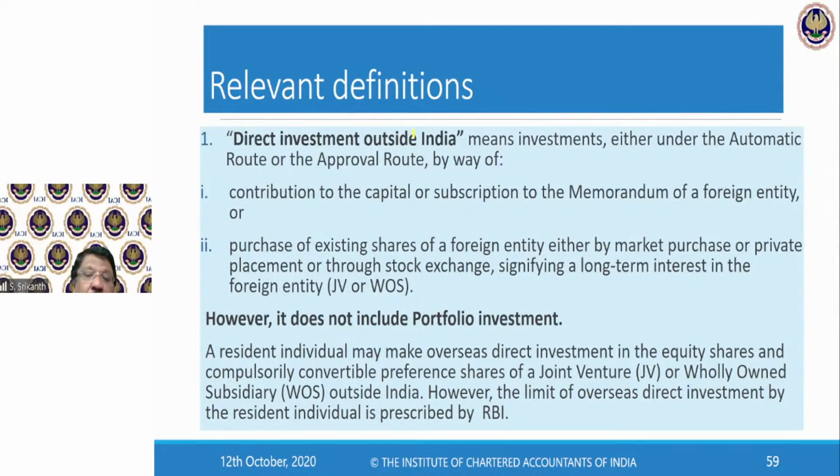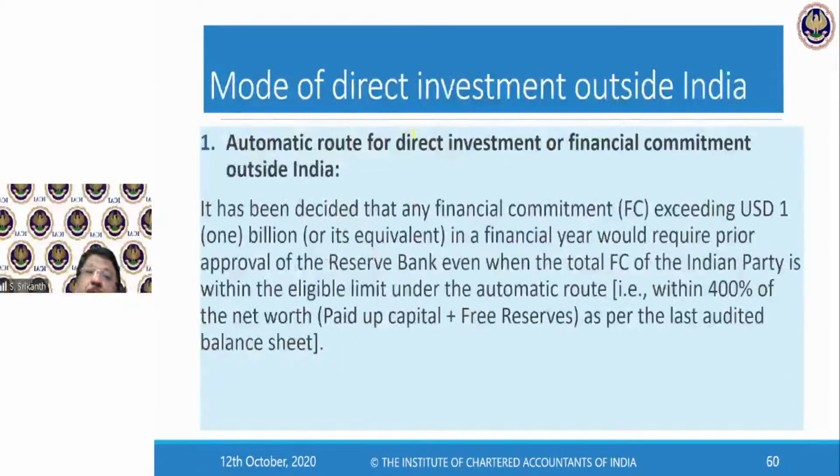The limit on ODI is prescribed by the RBI in terms of indirect investments. Now there's an automatic route. Any financial commitment exceeding $1 billion in a financial year would require prior approval of the Reserve Bank, even when the total foreign contribution of the Indian party is within the eligible limit under the automatic route. Please note the eligible limit. This is granular, very, very important. It is within 400% of the net worth, paid up capital plus free reserves, as per the last audited balance sheet.